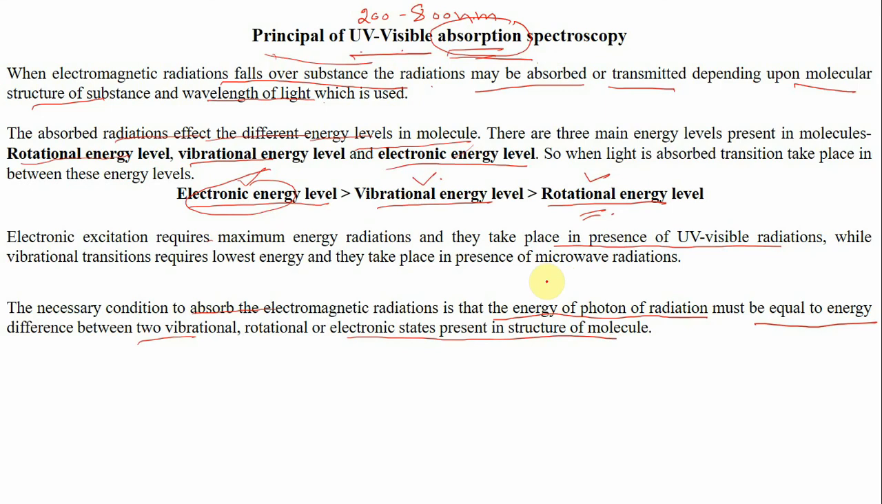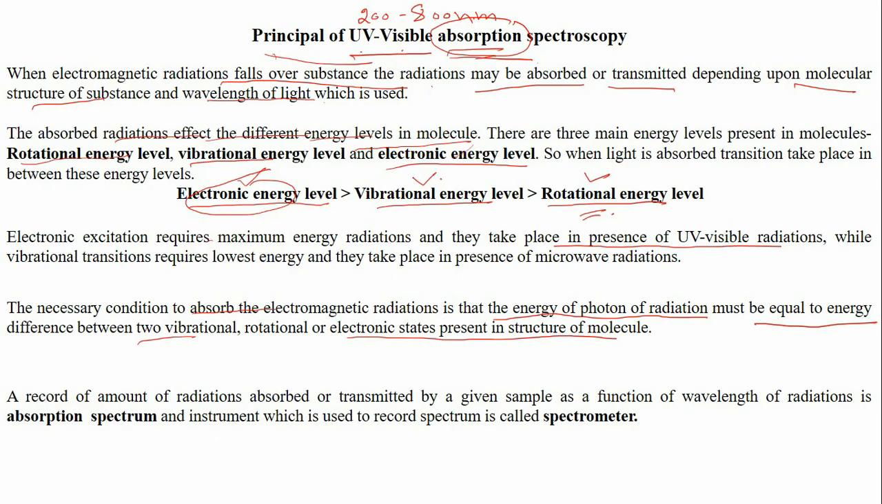So that means the energy of the photon, or the energy of the electromagnetic radiation, must match the difference between the two electronic energy levels in case of electronic transitions, or two vibrational energy levels in case of vibrational transitions, or two rotational energy levels in case of rotational transitions. So the energy of the photon which we are giving must match these two energy levels.